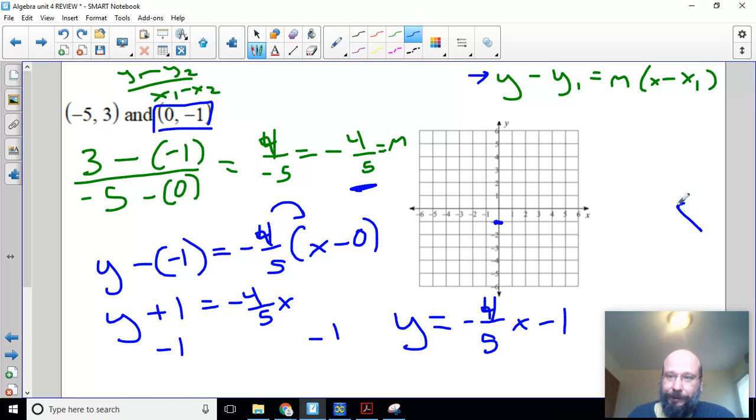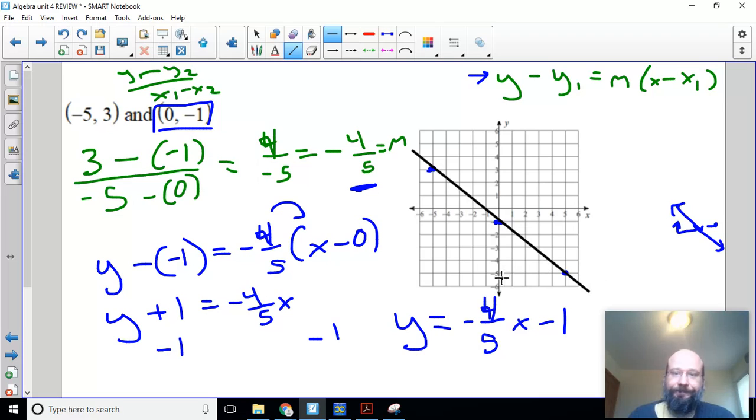So my first point is at -1. I have a negative slope. So I'm going to go up and to the left. Or a better way to think about that is over to the left and up. So I'm going to go to the left 5, 1, 2, 3, 4, 5, and up 4, 1, 2, 3, 4. I could also go to the right 5 and down 4. And this gives me my slope. This gives me my graphed line.